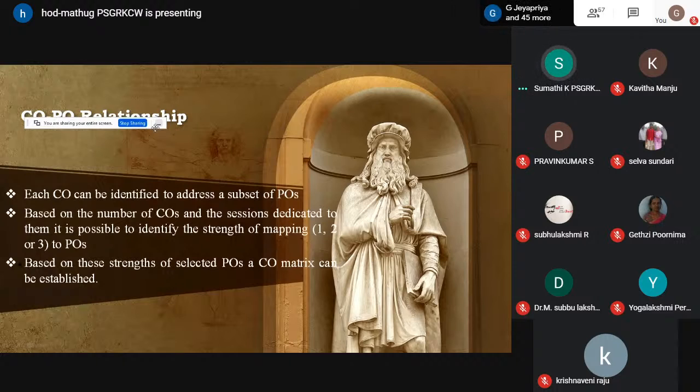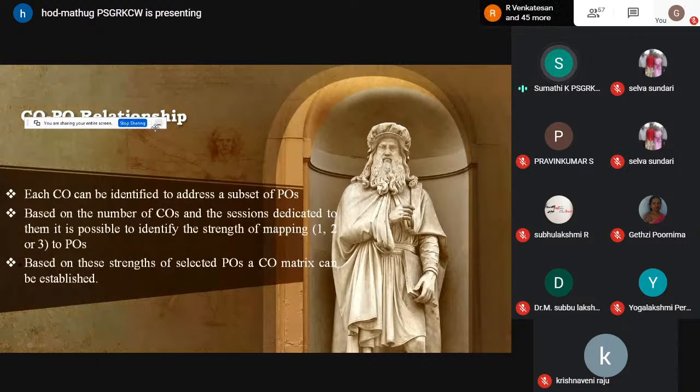So based on the number of COs and the sessions dedicated to them, it is possible to identify the strength of the mapping 1, 2 or 3 to POs. Again, as I told you, these course outcomes need not have a very strong relationship with every program outcome. That you have to remember. So if you are defining 6 or 7 program outcomes, for each course I will be defining course outcomes 1 to 5, maximum 5 or 6. So now the first course outcome may be addressing PO1, whereas it may not be addressing PO2, PO3, PO4, and again it may be addressing PO5 and PO6.